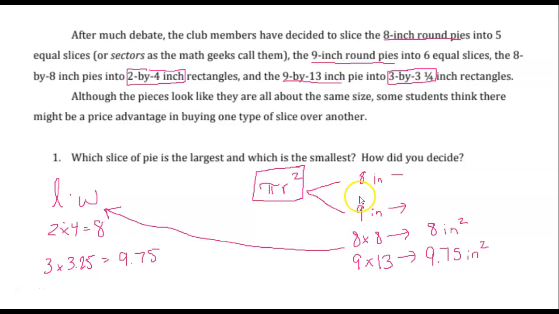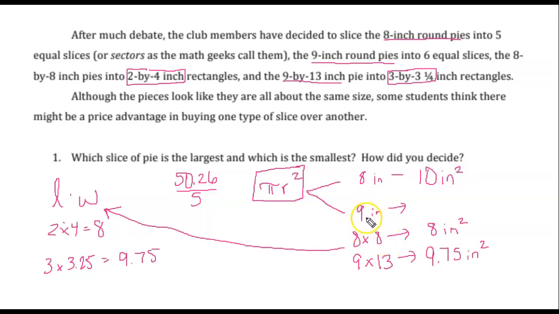So if my radius is 4 inches, because remember an 8-inch pie pan is 8 inches all the way across, that's a diameter. So if my radius is 4 inches, pi times 4 squared is going to give us 50.26 for the area of the whole 8-inch pie. But we want to make 5 equal slices, so we're going to divide by 5. And we're going to get that it is 10 square inches per piece.